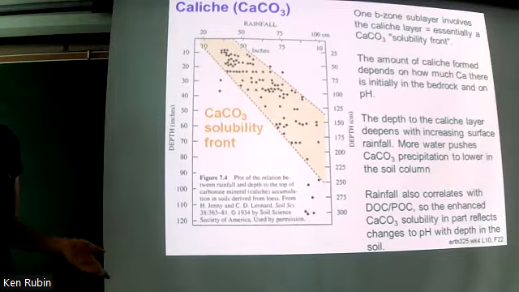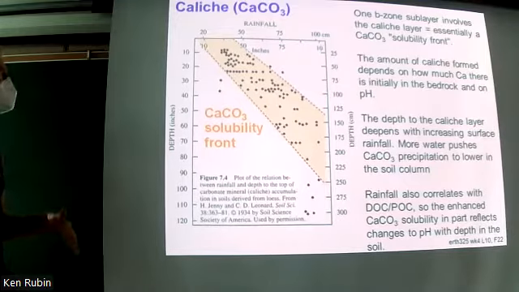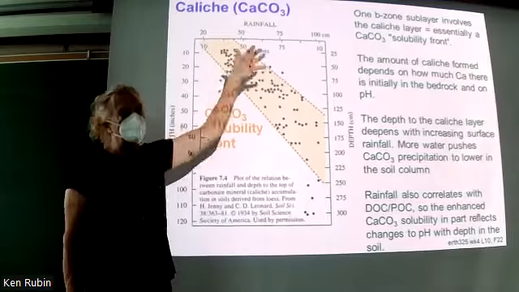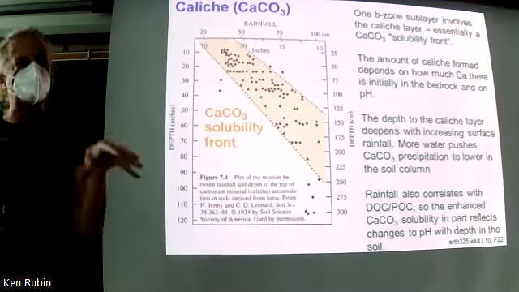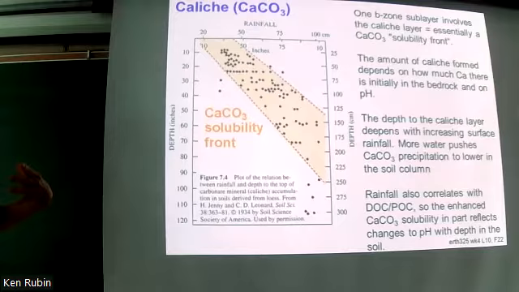Okay, and what it really tells us is that somewhere deep down in the soil, in a place where it rains a lot, or somewhere up near the surface in a place where it doesn't rain a lot, we're going to find these precipitates of calcium carbonate, and they're telling us that the pH is changing.